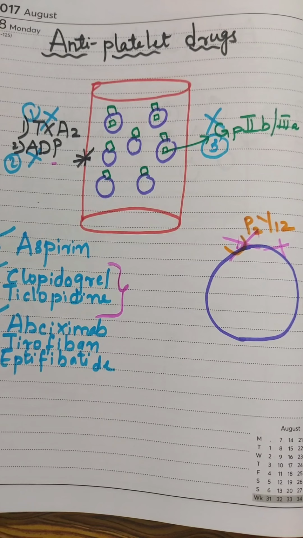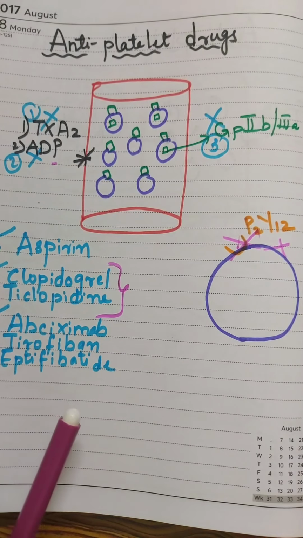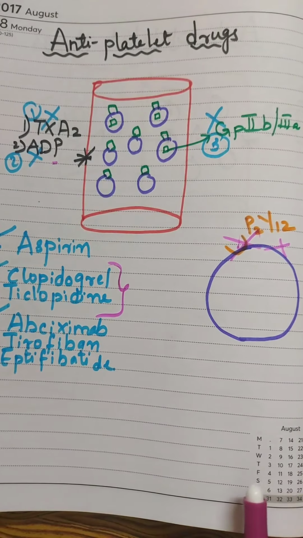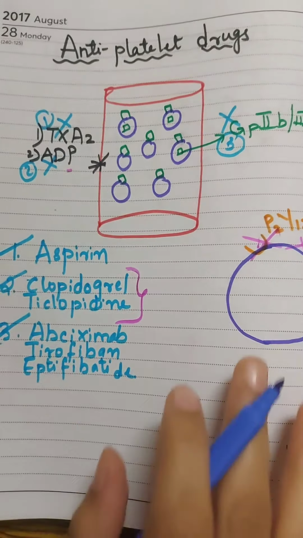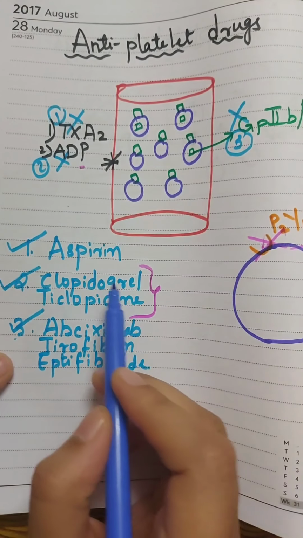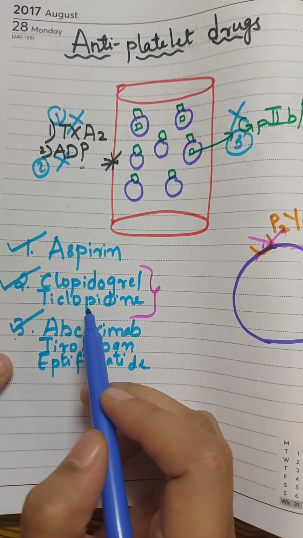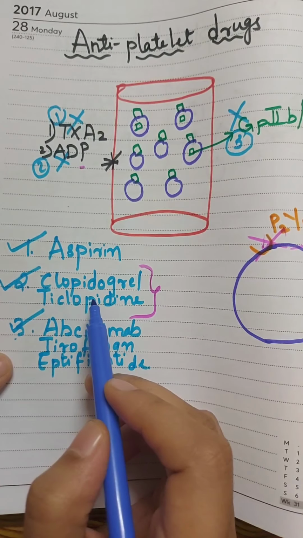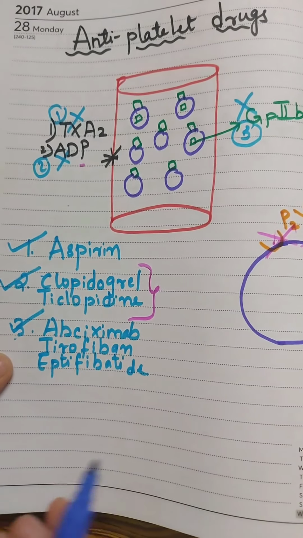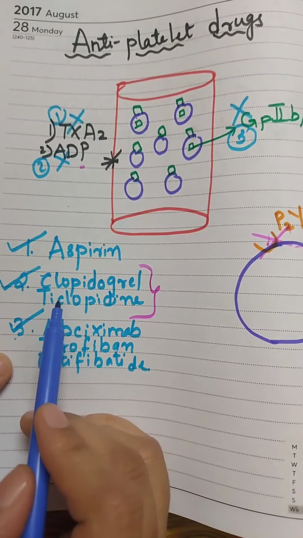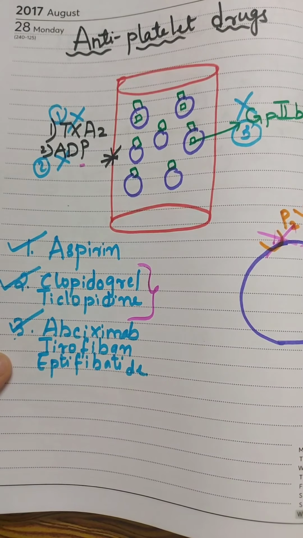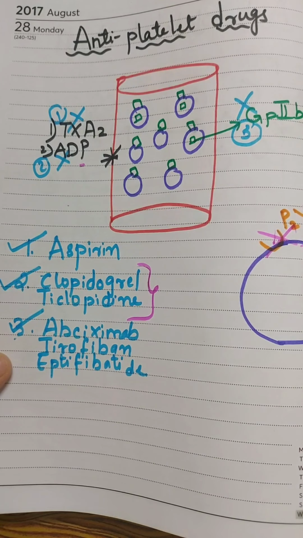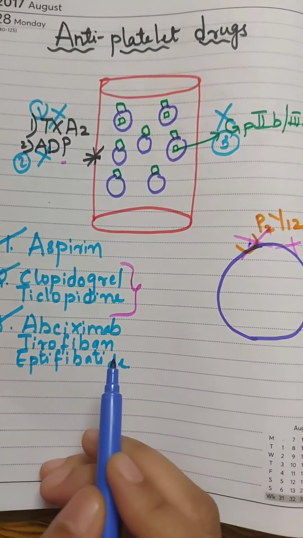So usually we have to wait for a minimum of 1 week after stopping these drugs if we want to perform any kind of surgery. Now, one important point that you should know about these two drugs, clopidogrel and ticlopidine, is that they are prodrugs. Prodrugs means they are inactive drugs. Whenever we consume these two drugs, first they undergo metabolism to get converted into the active form of the drug, and that activated drug will then block this receptor.